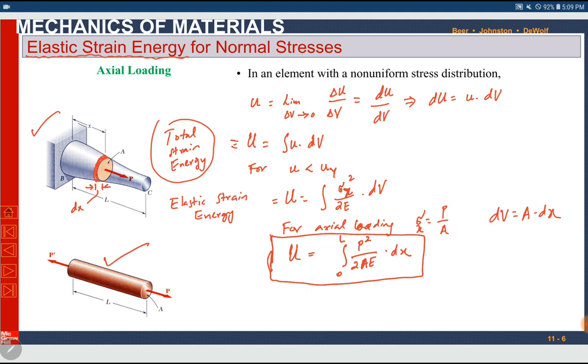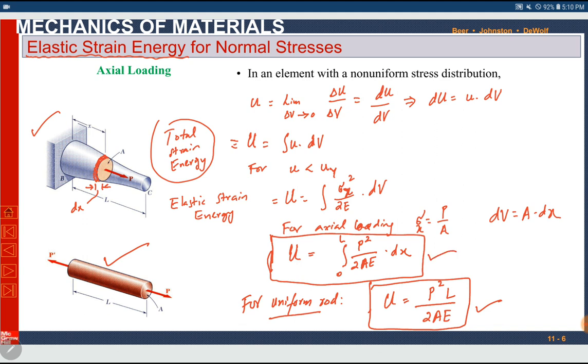for a uniform bar, for a uniform rod, the above expression will be, we will remove the integral sign, we will resolve the integral, it will be P square L over 2AE. So in the exercise problems, if we have to solve a uniform rod, we will use this expression, and if we have to solve a non-uniform bar, we will use this expression to calculate strain energy under normal stresses or normal loading.